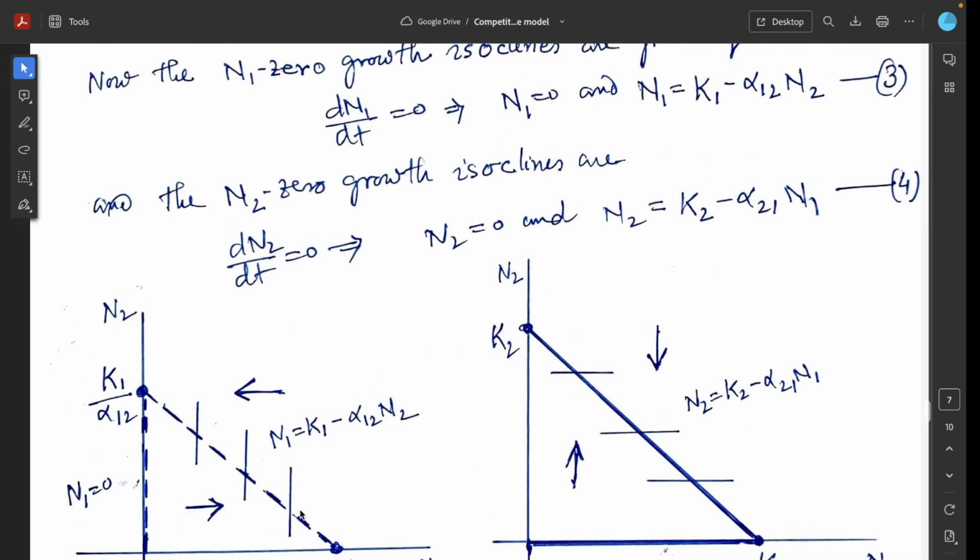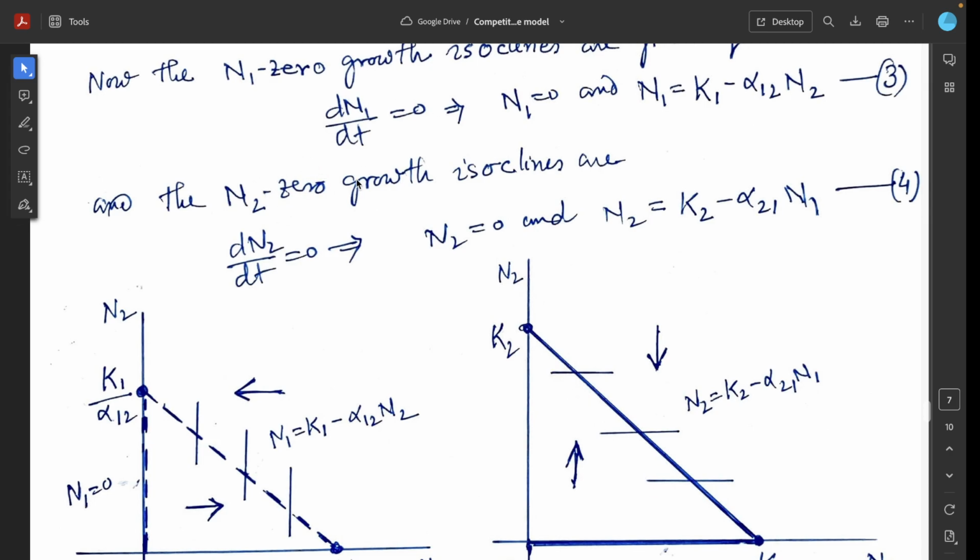This is the N1 zero growth isocline, the dotted line: N1 equals 0 and N1 equals K1 minus alpha 1 2 N2. And for the N2 zero growth isocline, N2 equals 0. So we draw this solid line, N2 equals 0, and N2 equals K2 minus alpha 2 1 N1 equals 0. This is the solid line.